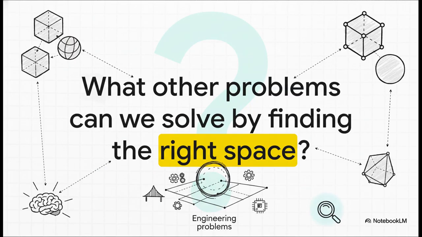The big lesson from all this is that sometimes the hardest problems only seem impossible because we're looking at them in the wrong space. The moment we find the right perspective, the solution becomes clear. So what other impossible problems are out there, just waiting for us to find the right way to see them?